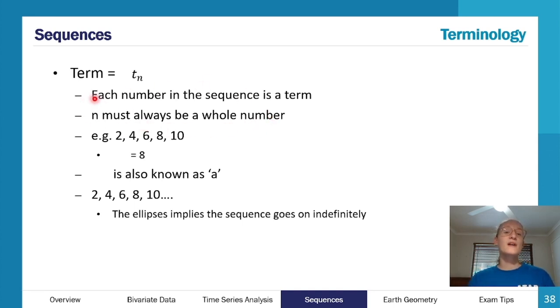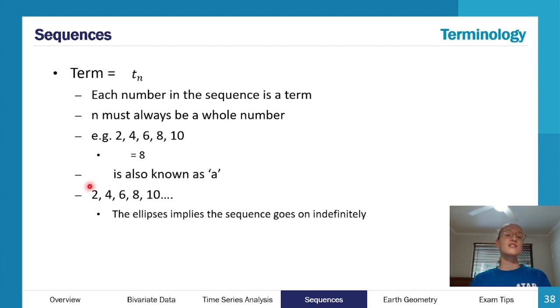And n must always be a whole number. We can't have term 2.5. We can never have that, just because it messes with the rule a little bit, especially when we get into geometric sequences. So here, for example, what term number is 8? 1, 2, 3, 4. So term 4, or T4, is 8. Another thing I'll draw your attention to is that sometimes T1 is also referred to as A. That's just another terminology thing to be aware of.